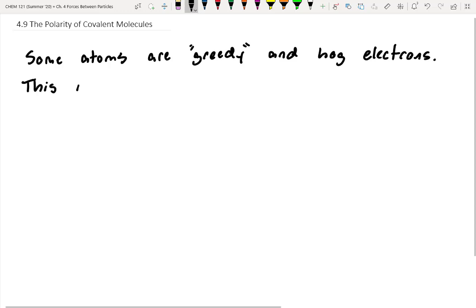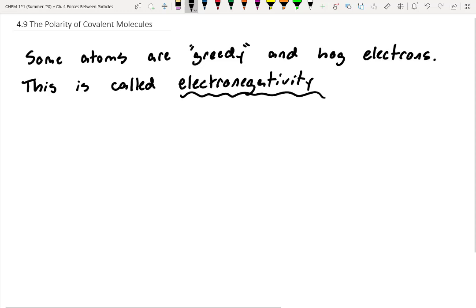So this is called electronegativity. Not all atoms are like this, it's only some of them. So then the question is, which atoms are greedy and which atoms aren't greedy?